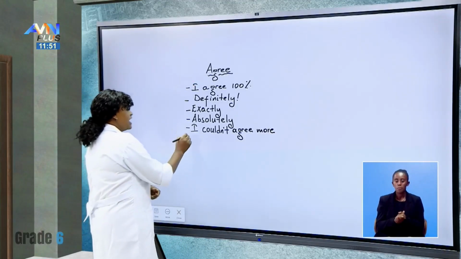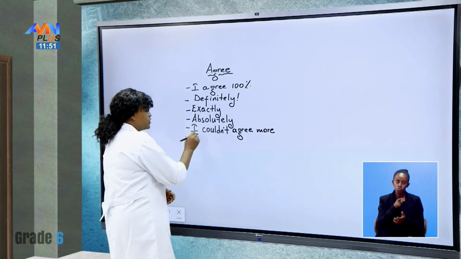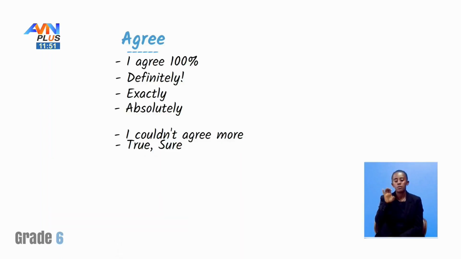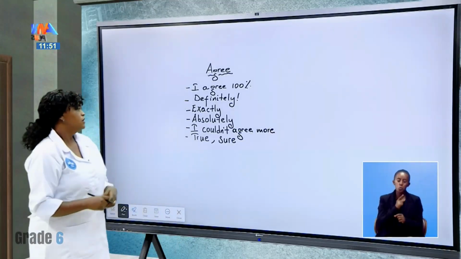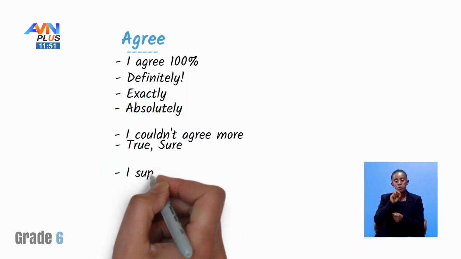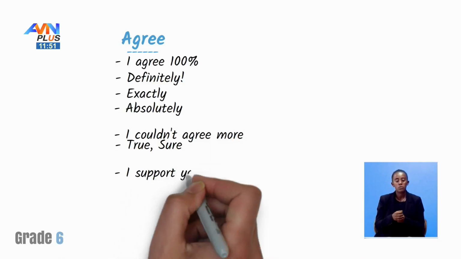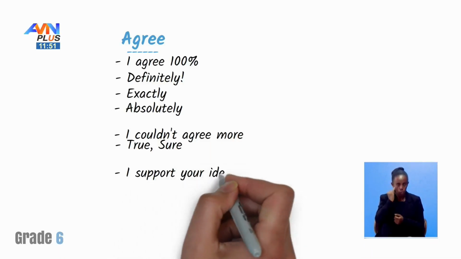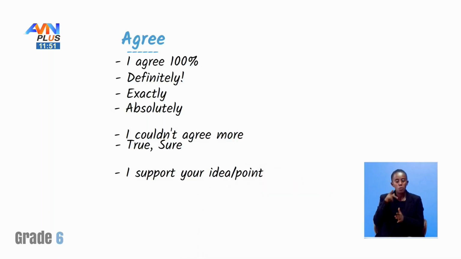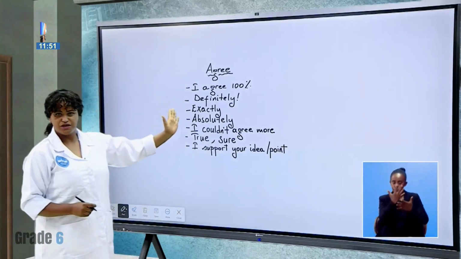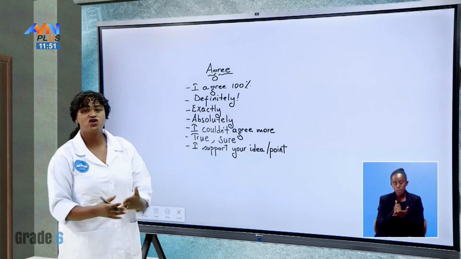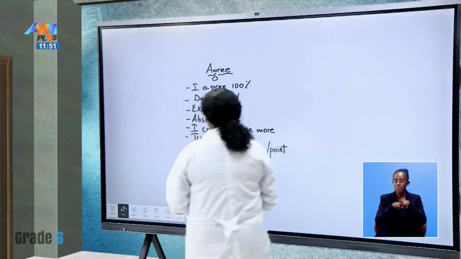All right? And the other one, true. Simply you can say what? True. Or sure. Yes? Sure. Or you can say I support your idea. Or I support your point. These are phrases, some of the many, that can help us what? That can help us to tell or express what? Agreement. Let us say them together once more.